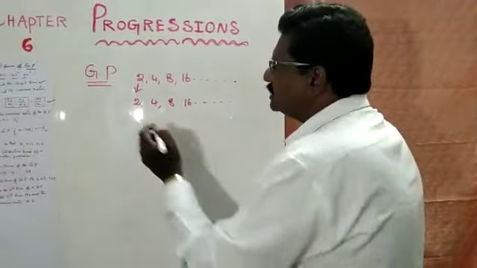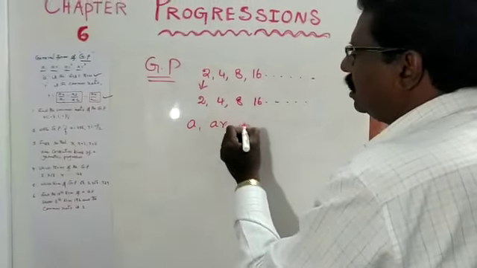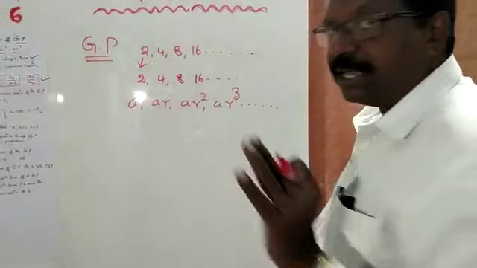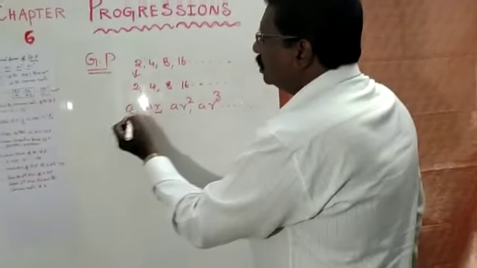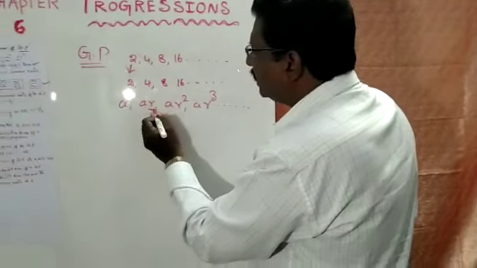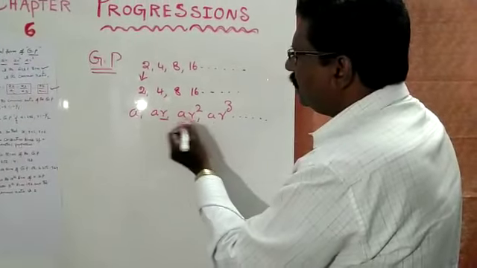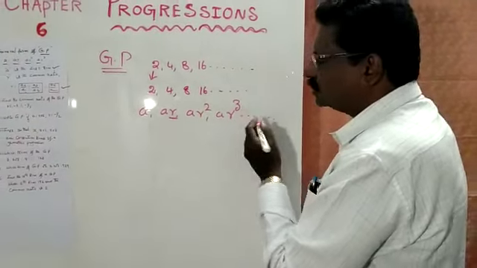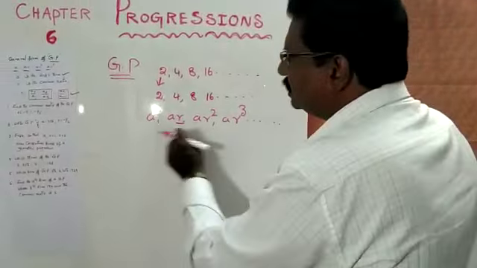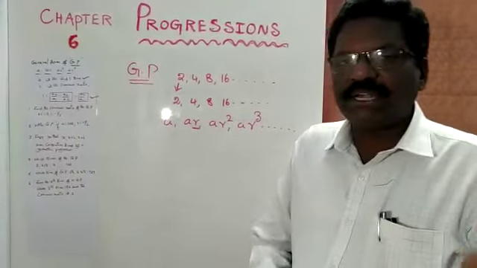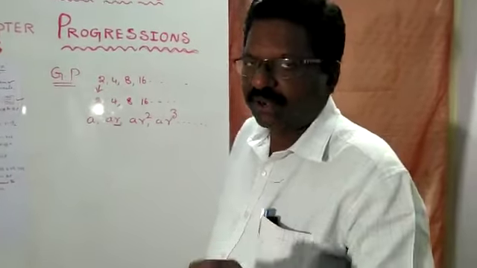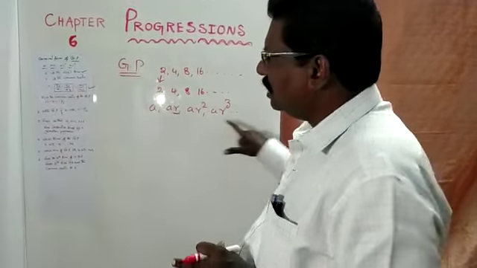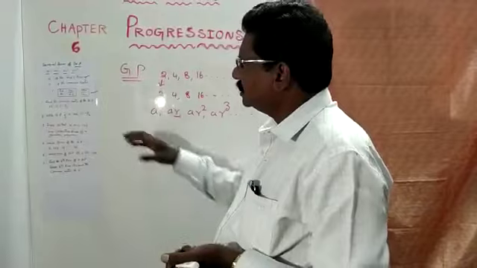So the general form is a, ar, ar square, ar cube, and so on. You multiply the first term a by r and you get ar. Again multiply ar by r, you get ar square. Multiply ar square by r, you get ar cube. So r is the common ratio. In arithmetic progression we said common difference; here it is the common ratio. So we are going to discuss some more problems.